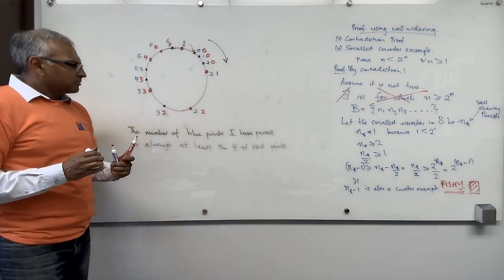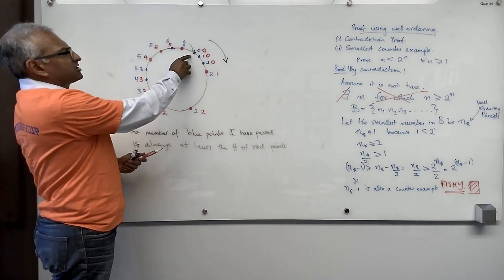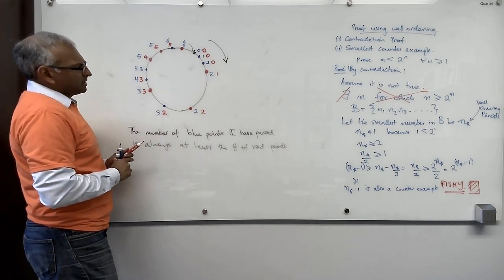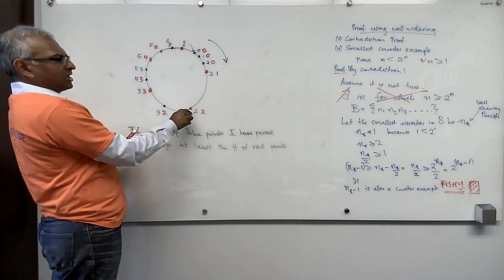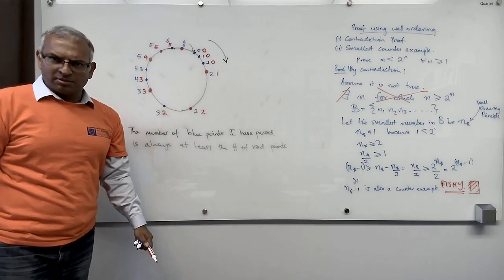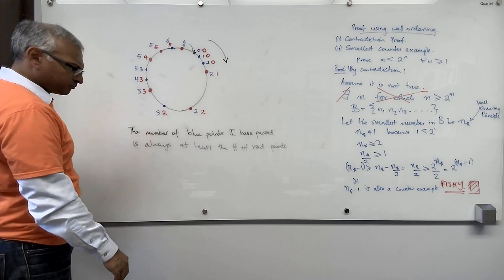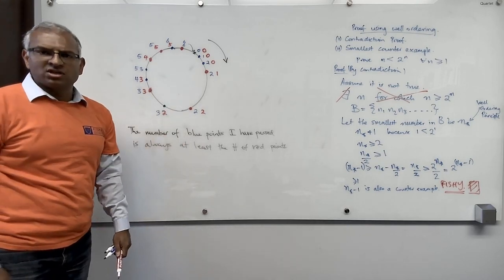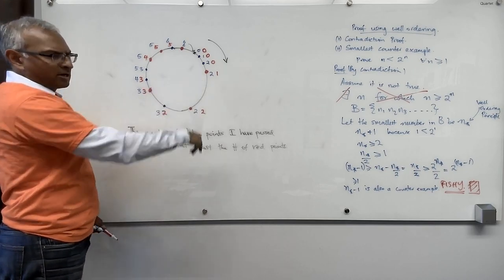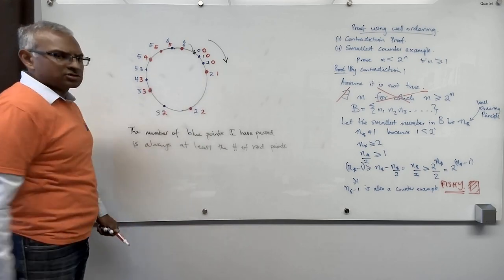Now, that's because I chose this very special starting point. If I chose a different starting point, for example, if I started here, immediately I pass a red point and the red points exceed the blue points. So it's not true that the number of blue points is at least the number of red points no matter where I start. But there's a special point to start where this is true.